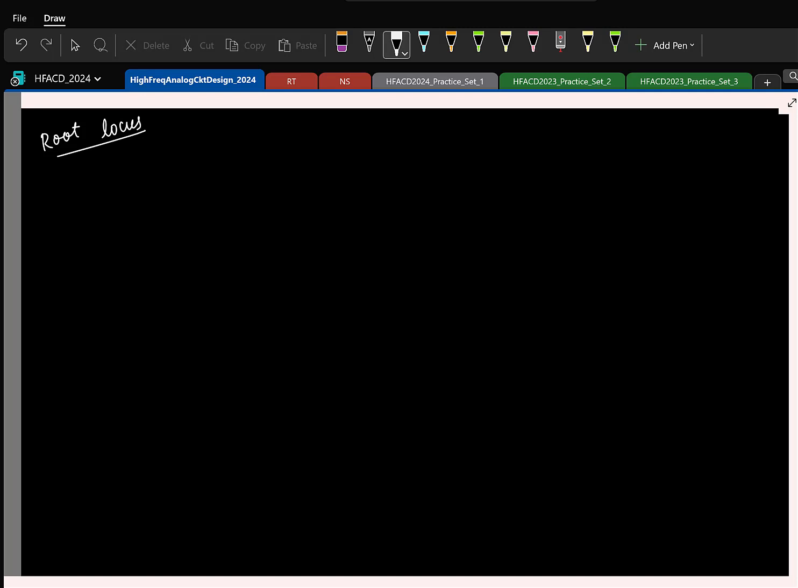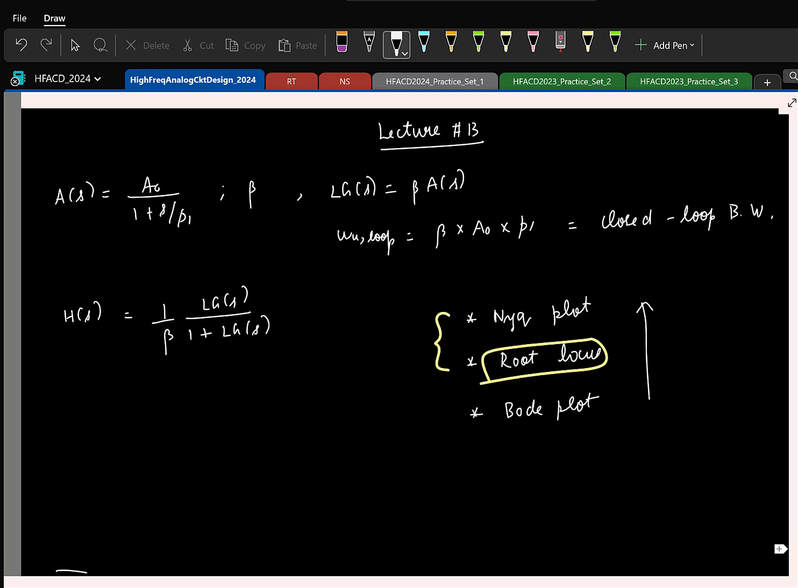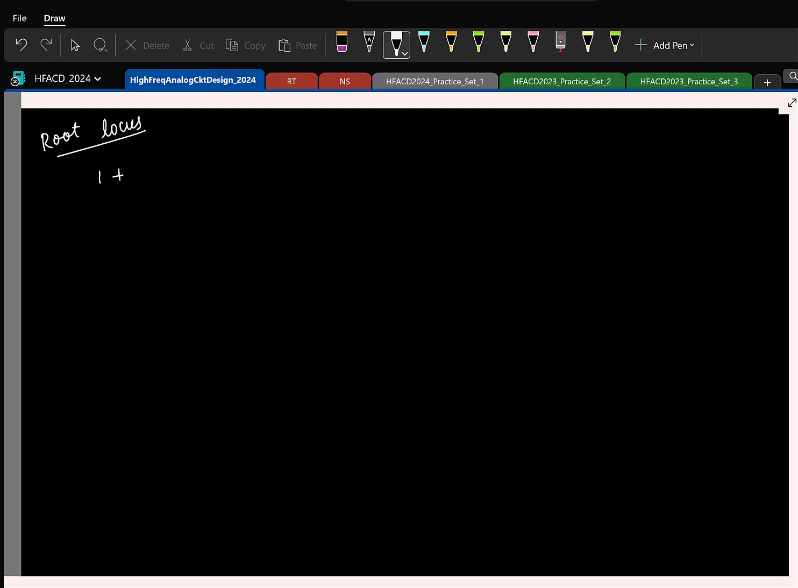And as you know, root locus gives you information about the closed loop poles, which are the roots of this equation. So the equation is 1 plus loop gain is 0, and I'll rewrite it as 1 plus beta times A of s is 0, and in turn my open loop transfer function I'll write as a DC gain times the numerator by denominator. So this you can indeed rewrite like this.